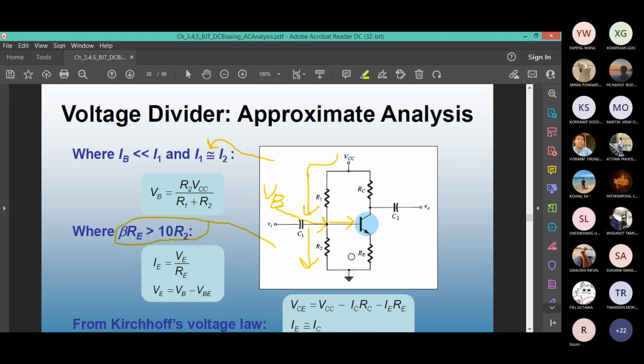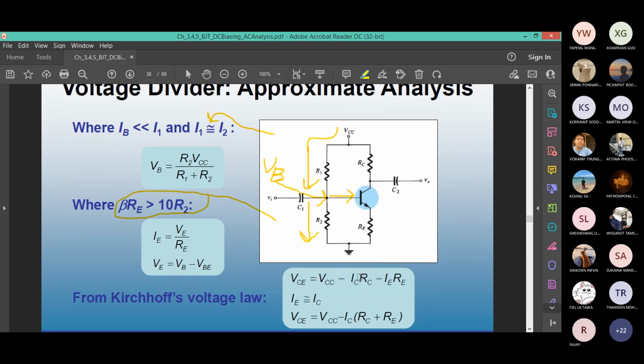That's the condition you have to satisfy. If the condition is satisfied, you can just say IE is VE over RE, Ohm's law. VE, you can say VB minus VBE. That is correct. You will know VB from the first equation. VBE is 0.7, so you can find VE. From VE, you can find IE because RE will be given.